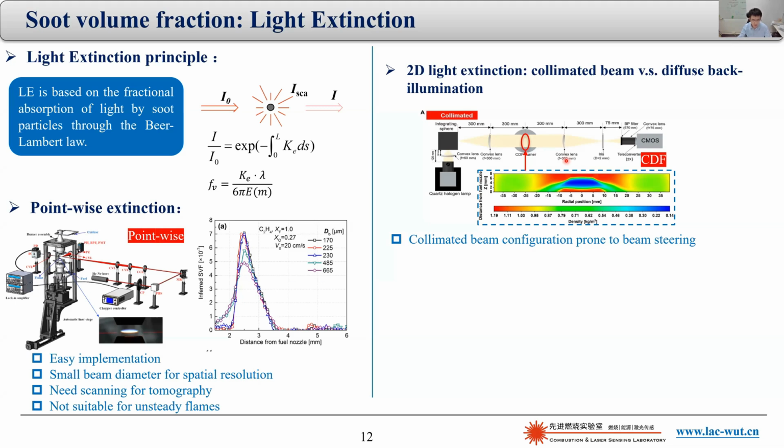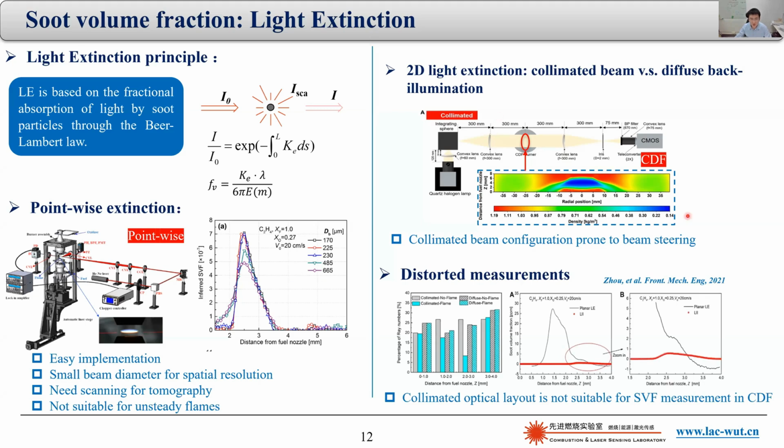However, there are also some complications here. We know that counterflow flames have a large temperature gradient, and thus they also have a large density gradient. So once the beam passes through the flame, it can be deflected by this effect. It can become quite difficult to know whether the light extinction is caused by soot absorption or by beam steering. If you ignore this beam steering effect, you will end up with results that are completely off. So our conclusion is it's not quite possible to use this collimated optical layout to measure soot volume fraction in counterflow diffusion flames.